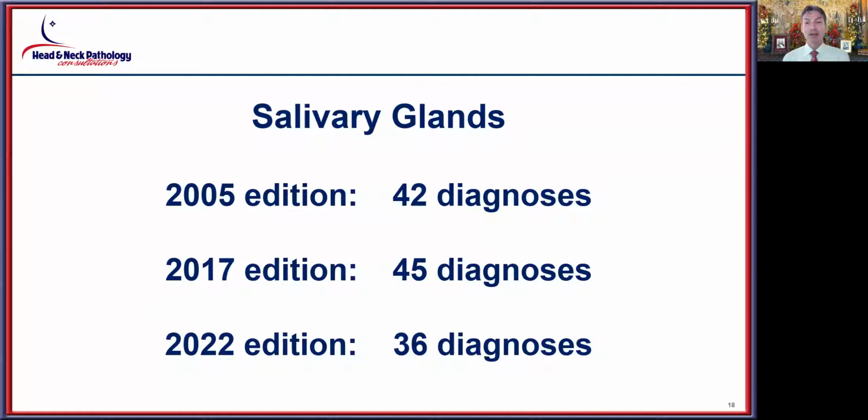So if you think about where we have gone, you will notice that from the 2005 edition, there were 42 diagnoses. 2017 had 45 diagnoses, and now we've come down to 36 diagnoses in salivary gland. This is not to say that there are fewer lesions, it's just to say that there has been an amalgamation and harmonization of the terminology and how we approach these tumors.